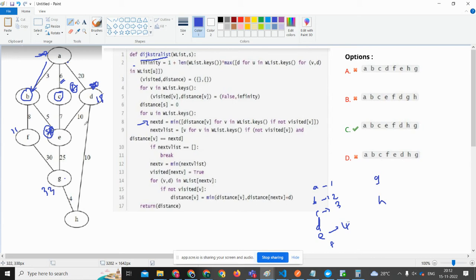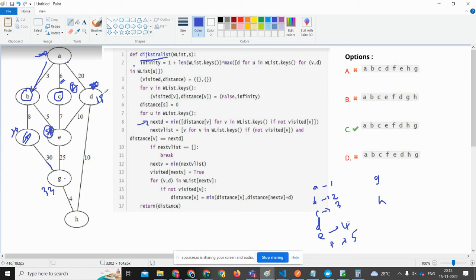You have 18, 11 here, and 13 here, and 33. So we'll go to, sorry, F, 11. Now we go to F, which is going to be the fifth one. So now we come to F. F you are at 11, right? Now you explore F, which is D: 11 plus 30 is going to be 41. You don't need to change it because 33 is already smaller. We will not update that.